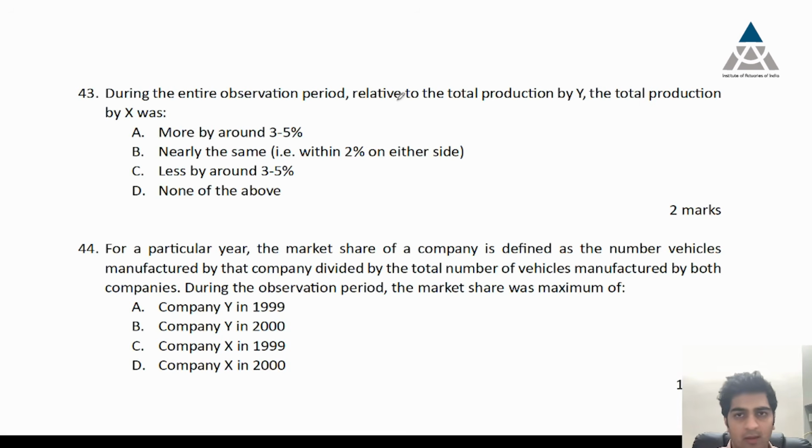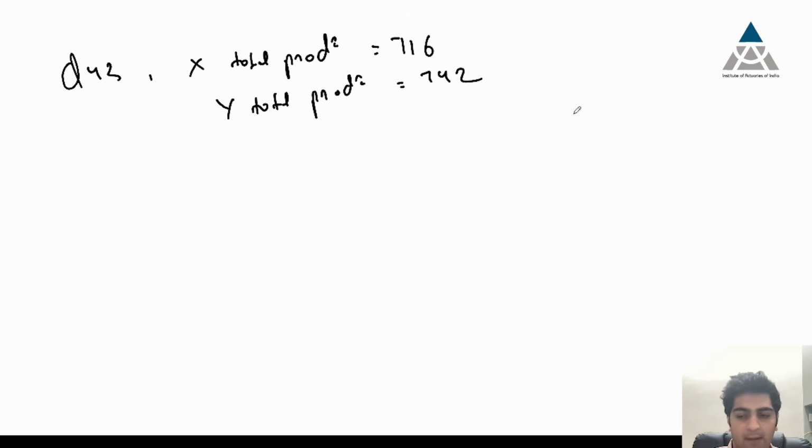How is it framed? It says relative to production by Y. So we have to calculate it as a ratio of Y. So X's production as a ratio of Y. So we need to calculate 716 divided by 742. And that comes to 96.5%. So roughly it's in the 3% range.